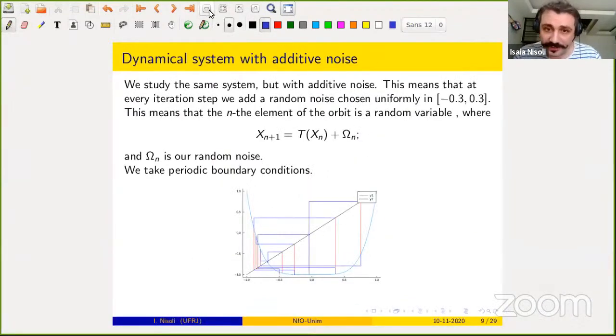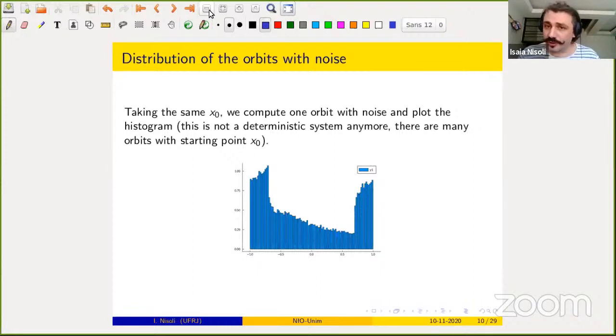the orbits of this system, they behave in a different way from the orbits of the original system. And our big question today is what's going to happen? So we have taken noise, a uniform size noise of minus 0.3, 0.3. And we can see that the distribution of the orbit inside the interval is much different, okay? So where before we had that the orbits were spending a lot of time near minus 1 and near 1, now we see that the orbit spends much more time inside the contracting part of the dynamics, okay?